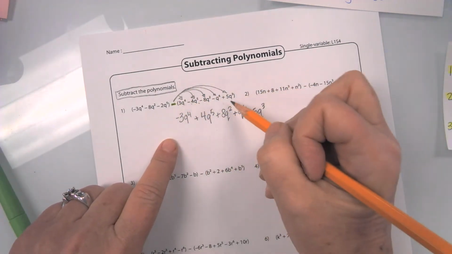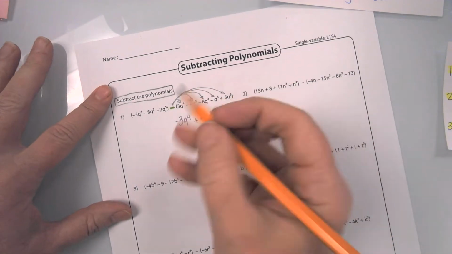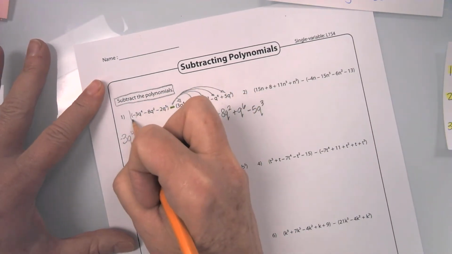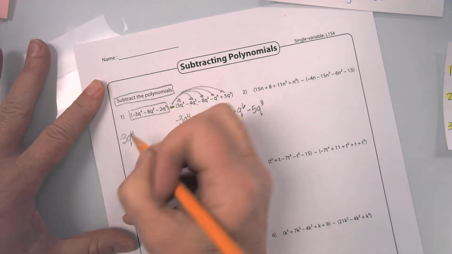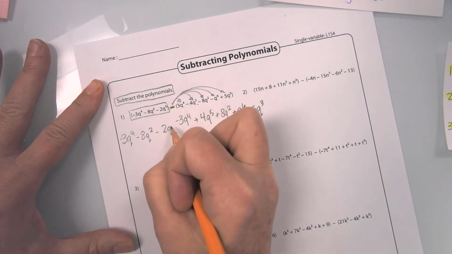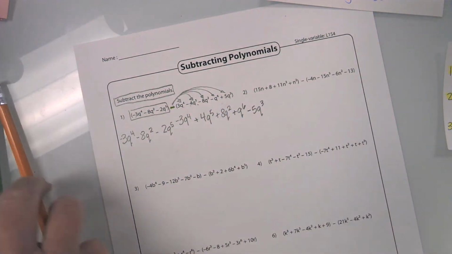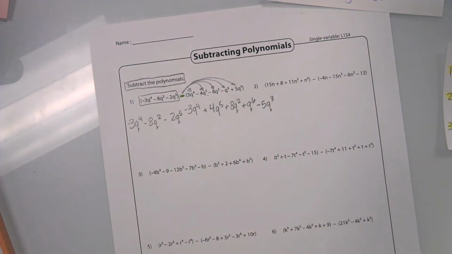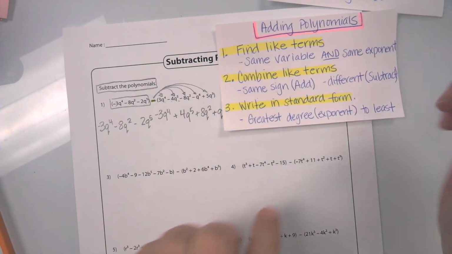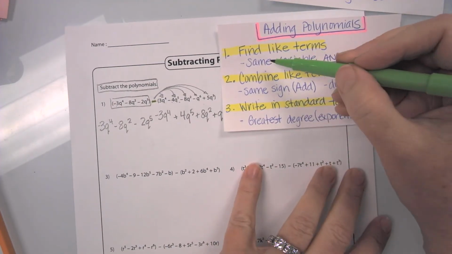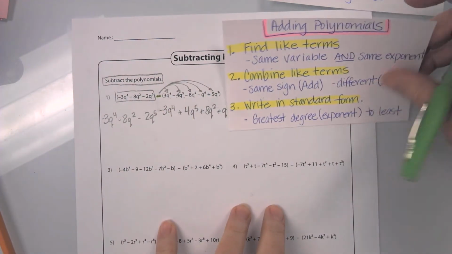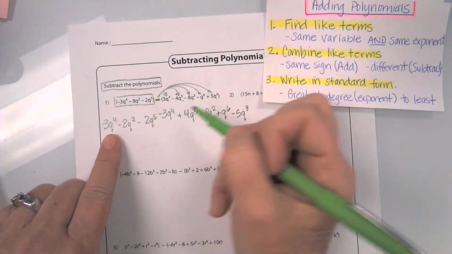Now that I've distributed, I actually treat this like an addition problem. So notice here I have a negative 3q to the 4th. Notice that I'm leaving my first one the same. This one isn't affected. Negative 8q to the 2nd and negative 2q to the 5th. So to answer this problem, I'm now just going to circle all of my like terms. So now we are adding polynomials. I switched my subtracting to an adding problem because adding is a lot simpler than subtracting. So let's go ahead and find our like terms.